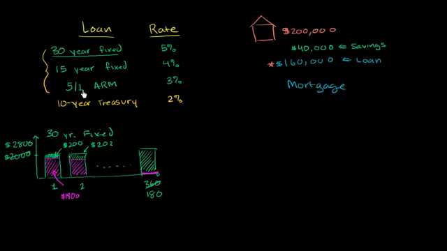The 5-1 ARM case, and there are many types of ARMs, and I'm going to explain to you in a second what an ARM is, but the 5-1 is the most typical, and I'll explain what that means in a second. ARM means adjustable rate mortgage.